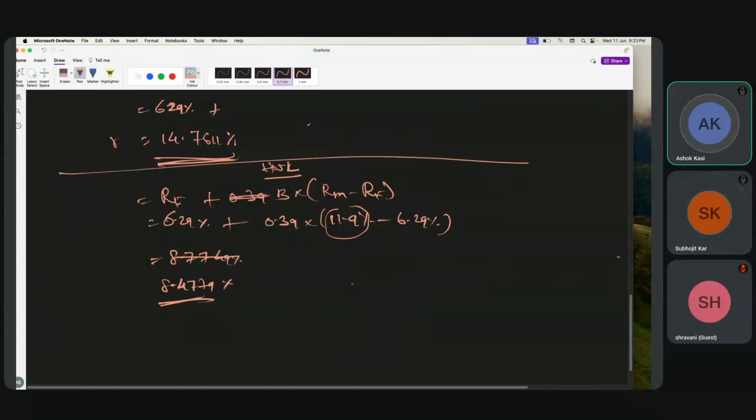This part is entirely called market risk premium, also called equity risk premium. Market risk premium, RM minus RF. Not beta. RM minus RF is called market risk premium, also called equity risk premium.